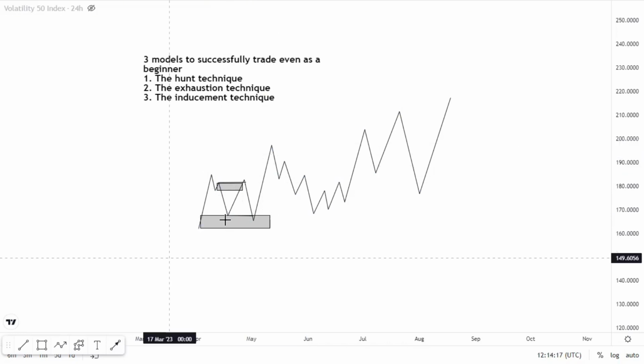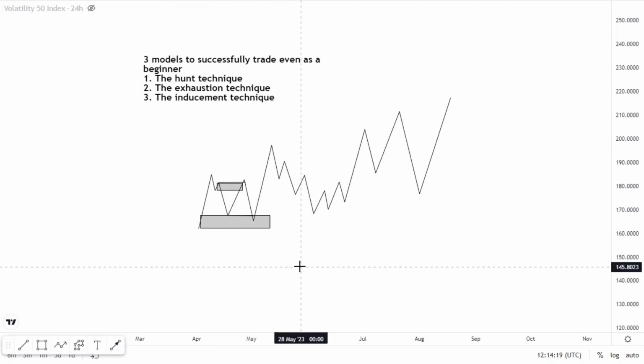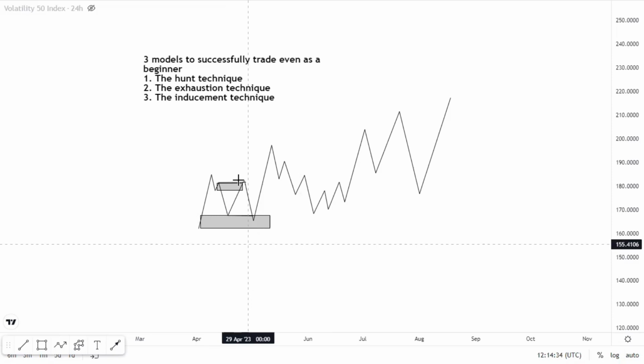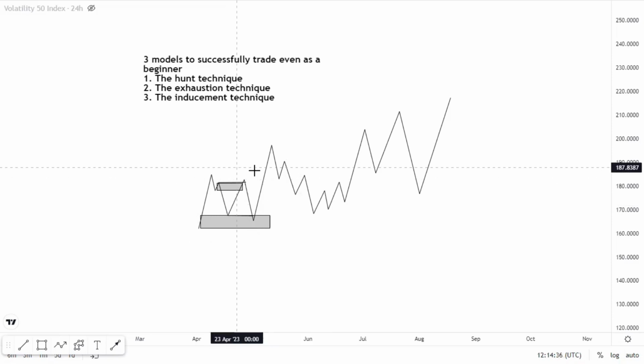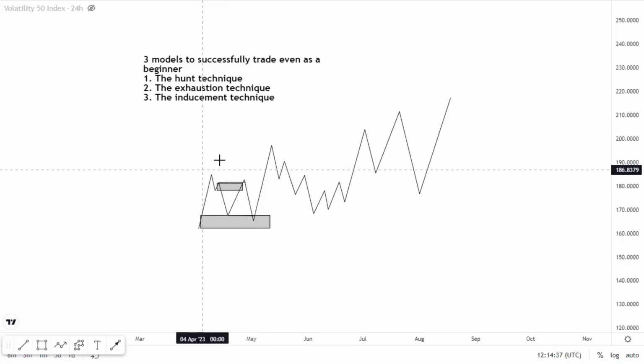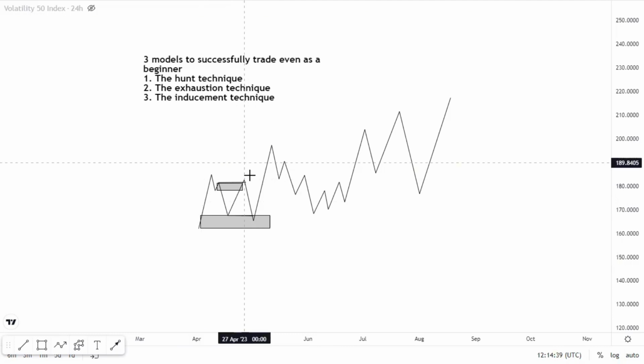So always look out for liquidity buildup. When you are trading in the financial market, the market moves based on liquidity, based on money. So you have to look out for your liquidity buildup. This is definitely a liquidity buildup here, and that is why I classified it as model one. This is my first model, the first technique I am going to be explaining to you guys.